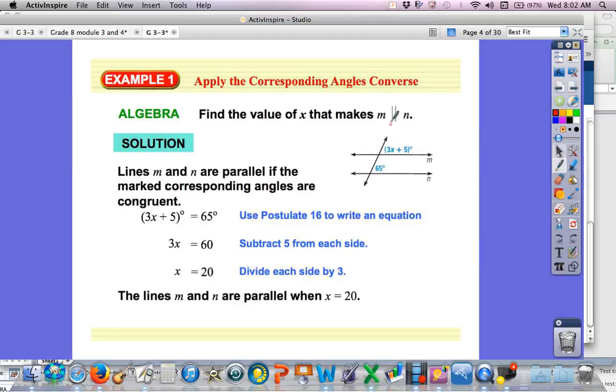So for instance, they want to know what value of x will make m and n parallel. That means we need 3x plus 5 to equal 65. We subtract 5 from both sides, we divide by 3, and we find that when x is equal to 20, these two angles are congruent, which means that m is parallel to n.